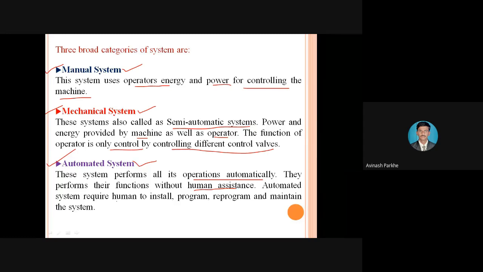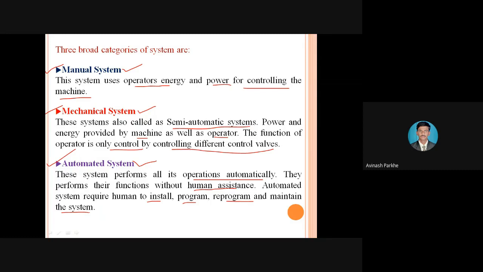The automated system requires humans to install the program, reprogram, and maintain the machine. No problem. In the case of an automated system, the machines perform all the operations automatically. That means without any human assistance, without any operator, the raw material is converted into finished goods. But in the case of automatic machines also, to some amount, some human assistance or operators are required, because in the case of an automatic system, all the machines are operated through programming.